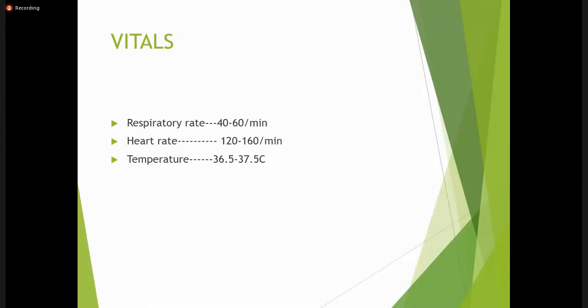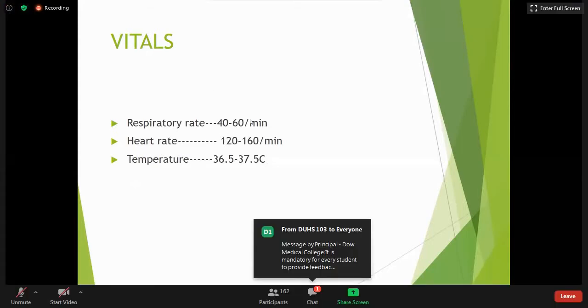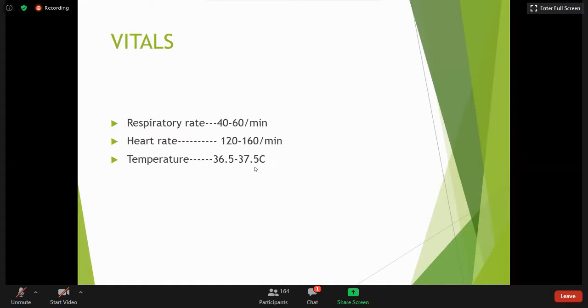Then come the vitals. In the vitals, we have to count the respiratory rate, heart rate, and the temperature. The respiratory rate in the newborn ranges from 40 to 60 breaths per minute, and you have to count this respiratory rate for a complete 60 seconds. The heart rate ranges between 120 to 160 beats per minute, while the temperature is between 36.5 to 37.5 degrees centigrade. These are the normal vitals of a newborn. Anything that is not within this range is considered abnormal.